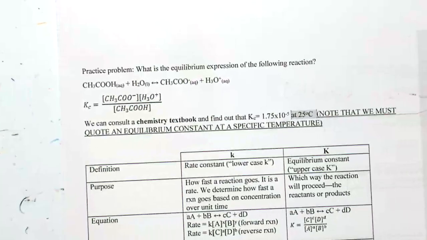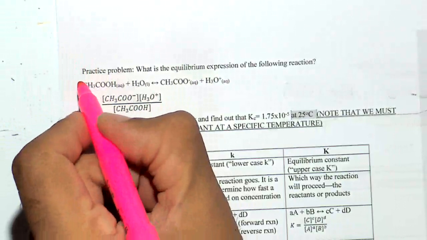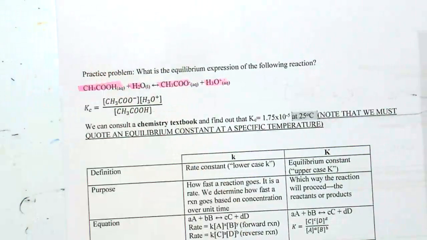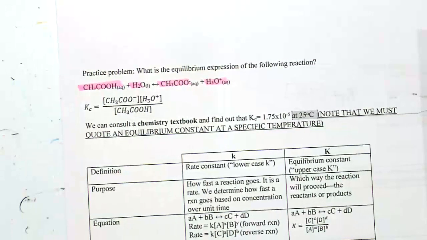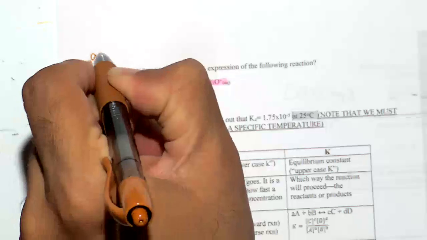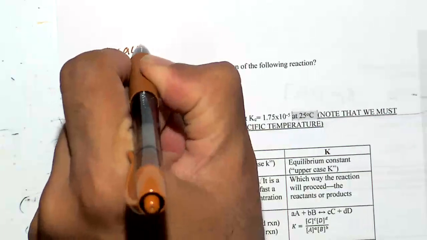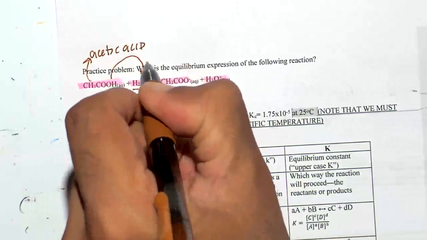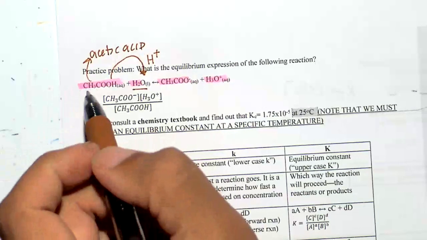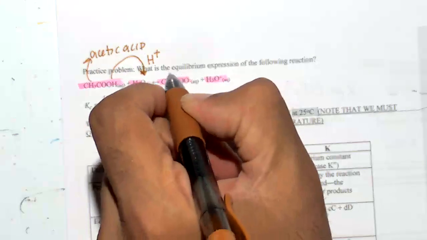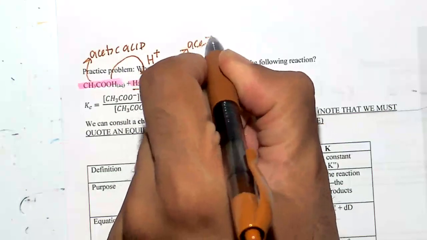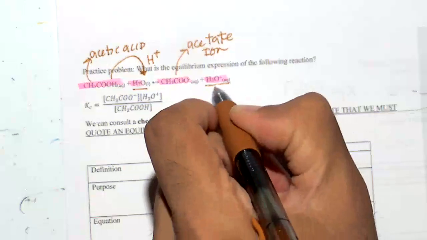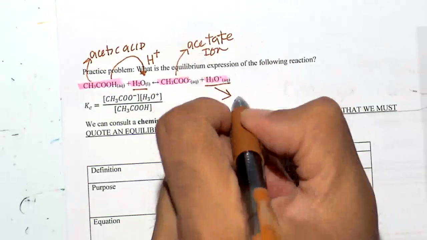How about an equilibrium expression for this reaction? This is acetic acid plus water goes to acetate ion and a hydronium ion. Not something you need to know, I'll just put it in here anyways. Notice that one of the protons gets transferred. That's what acids do. And this becomes acetate ion, and this becomes what's called a hydronium ion.